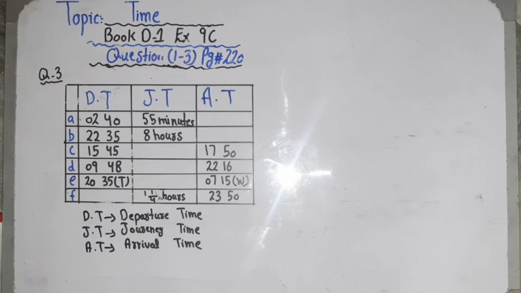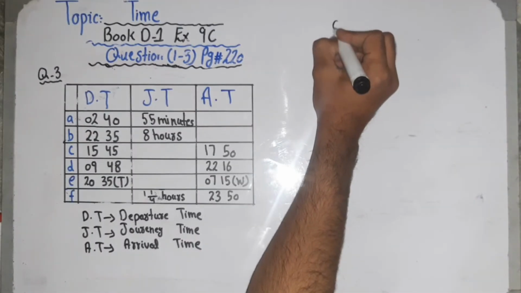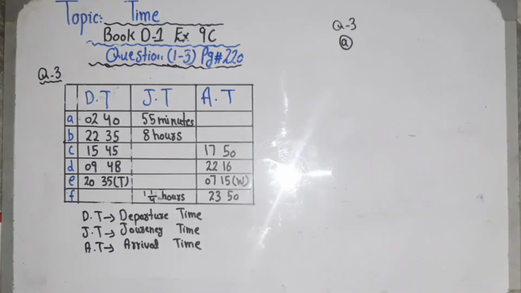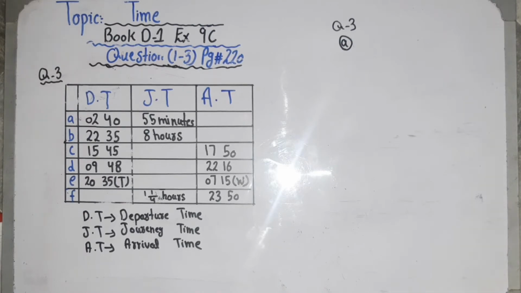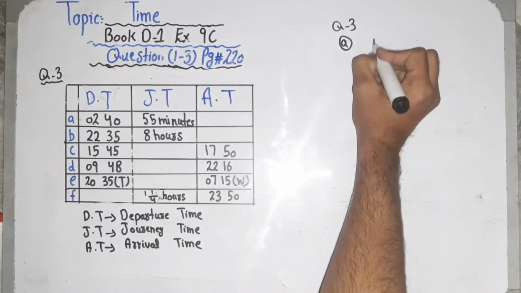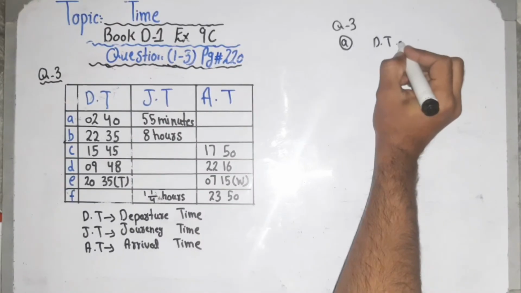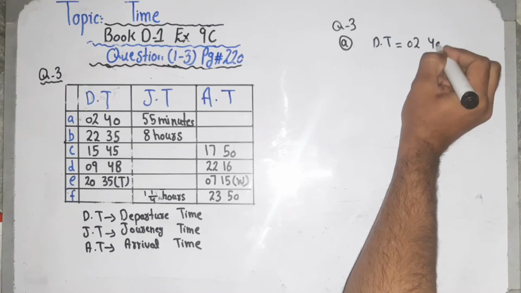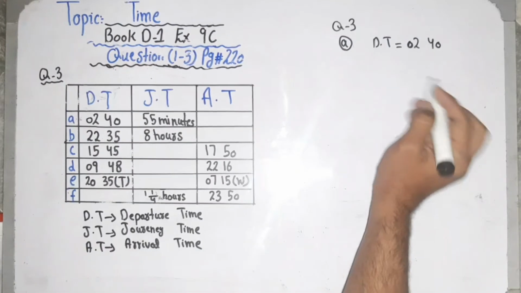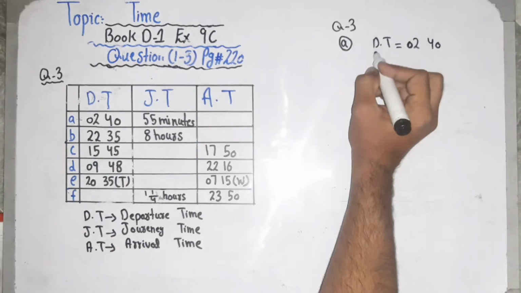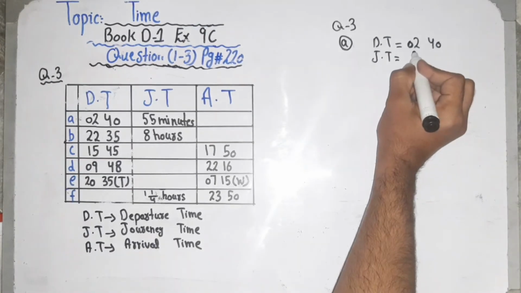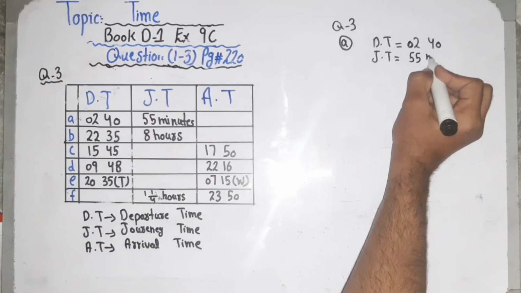So let's start part A of this question number 3. First of all we will write the data that is given. DT is equal to 0:40. It means that the person starts his journey at 0:40. At 2:40 he has started his journey. And then we have JT, journey time, and the journey time is equal to 55 minutes.